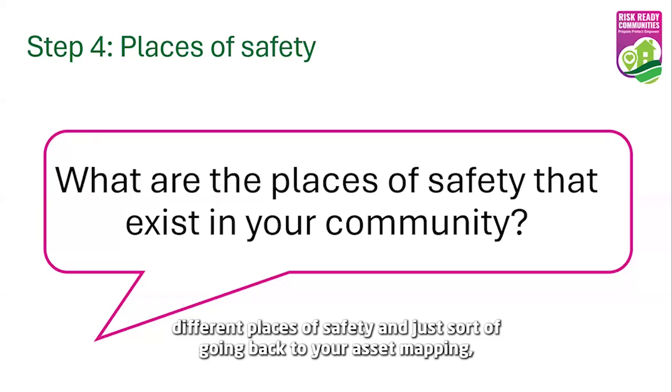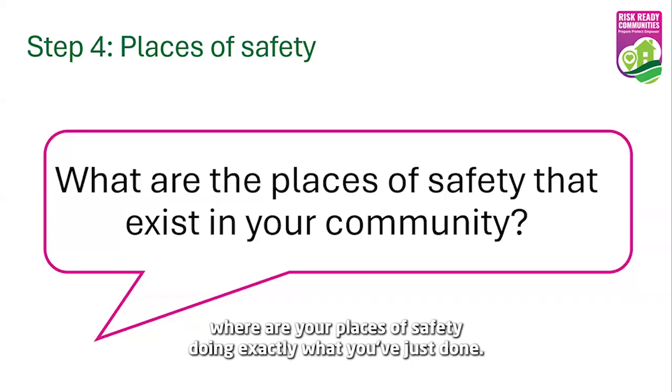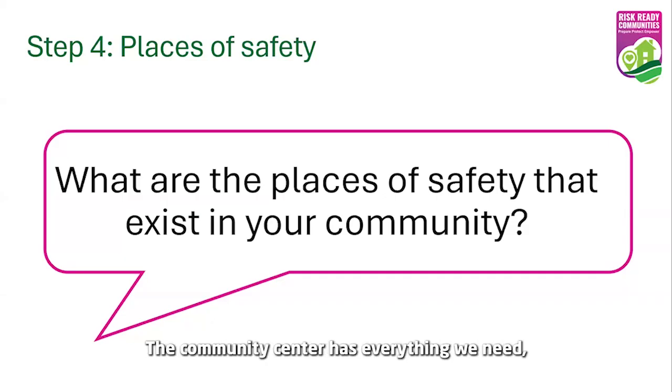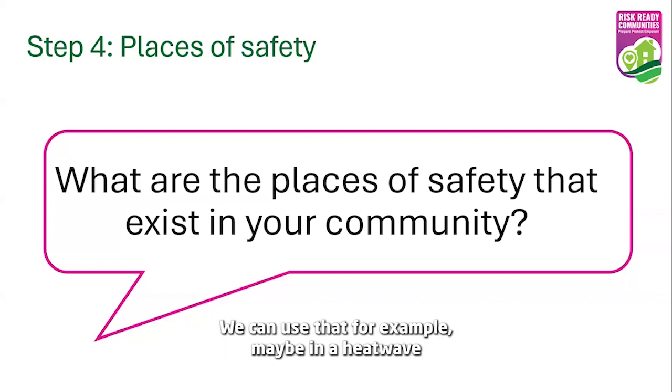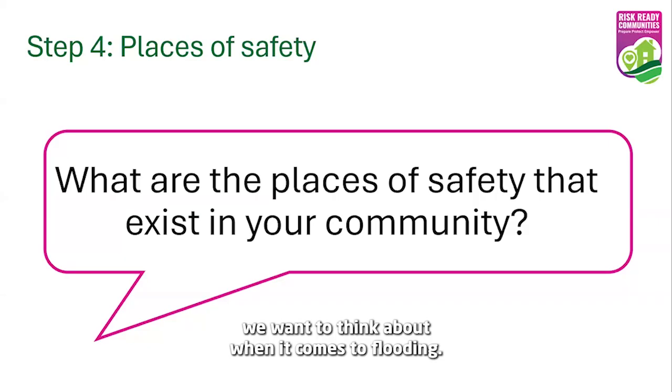And just going back to your asset mapping, having a look at the literal map of your community. So when you're thinking about your assets, plotting things like the physical assets on a map. So thinking about, well, where are your places of safety? Doing exactly what you've just done. Well, yes, it's great that we've got a community centre. The community centre has everything we need, but it's at the bottom of the hill. So we probably shouldn't rely on that alone. We can use that, for example, maybe in a heat wave because it stays nice and cool, but it's not the one we want to think about when it comes to flooding. It's having lots of different options.